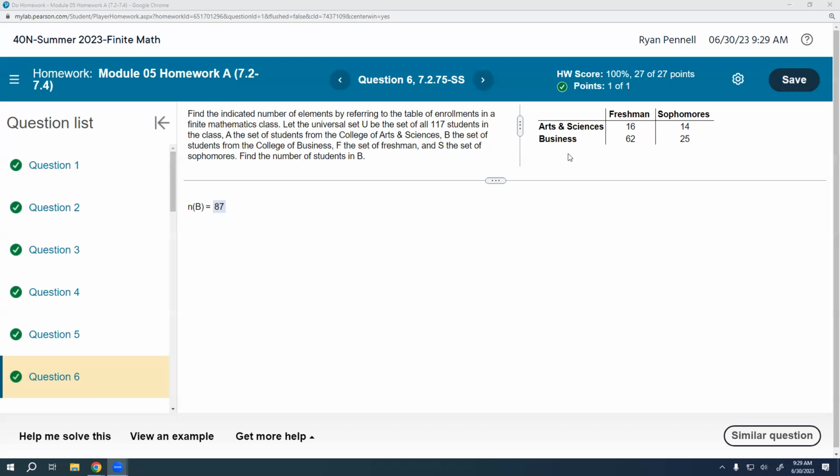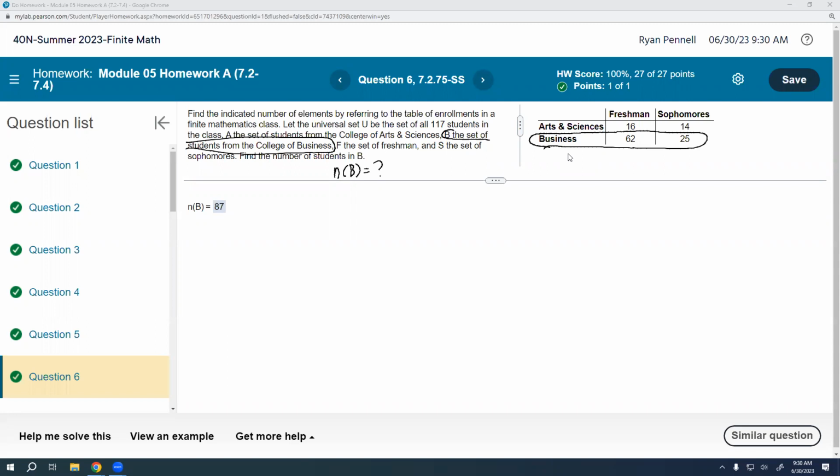Okay, so I'm looking for B. What is the number of students in B? That's what I'm looking for. Well, what is B? B is the set of students from the College of Business. Looking at my table, here's business right there. So how many students are in there?